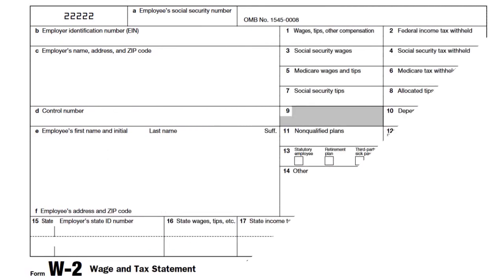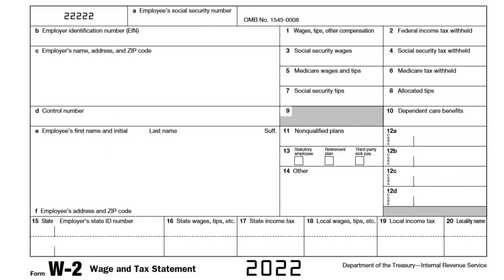The fourth form is Form W-2. It's really important. You want to send Form W-2 to each of your employees. This form reports their annual wages and the amount of taxes withheld from their paychecks. This is kind of important.